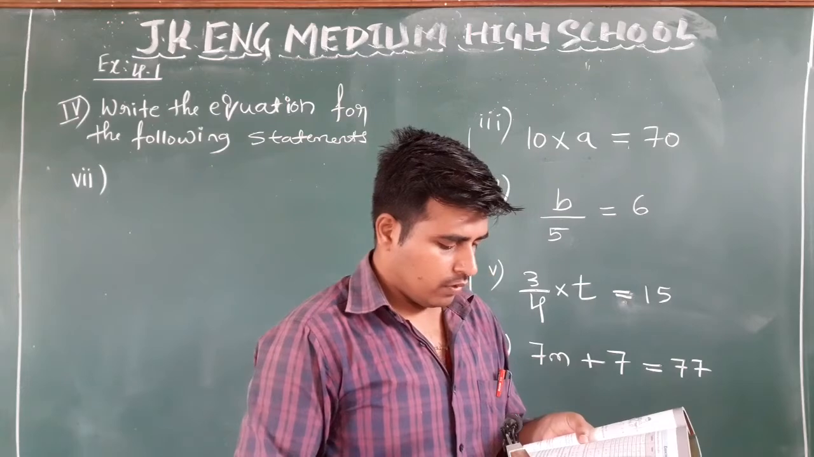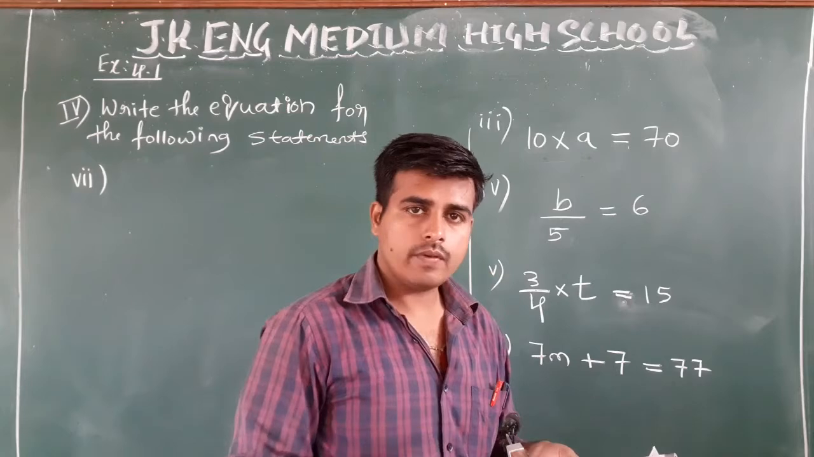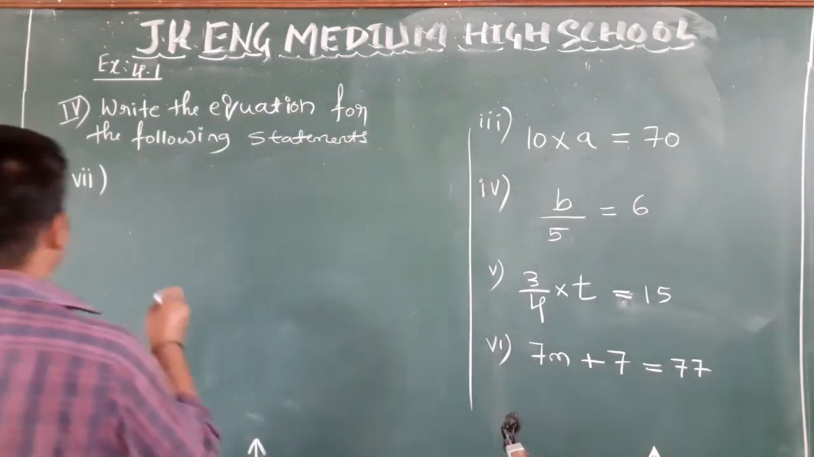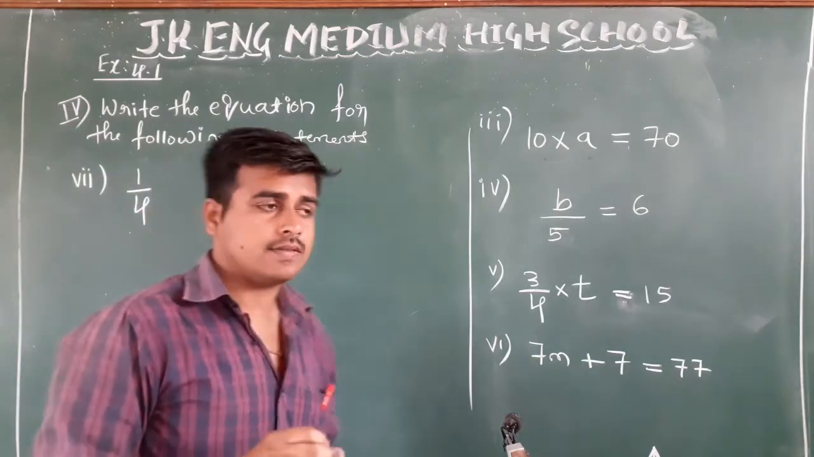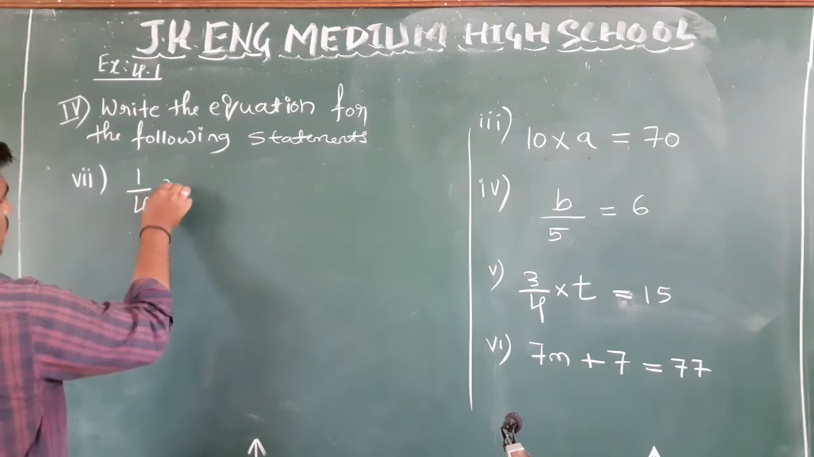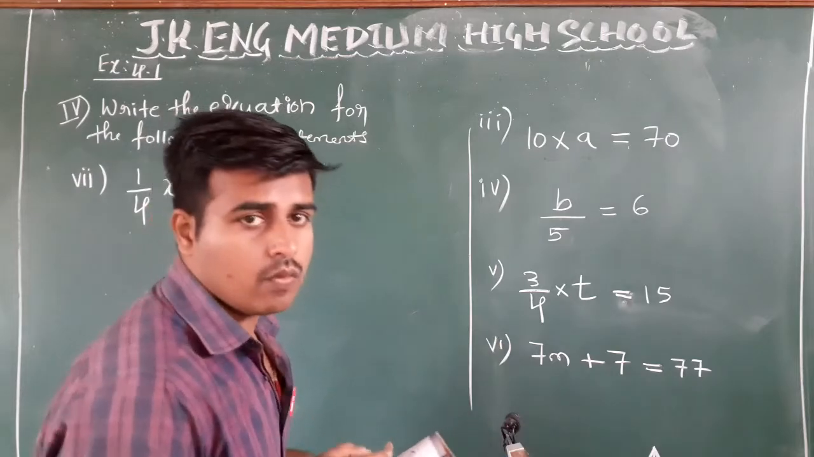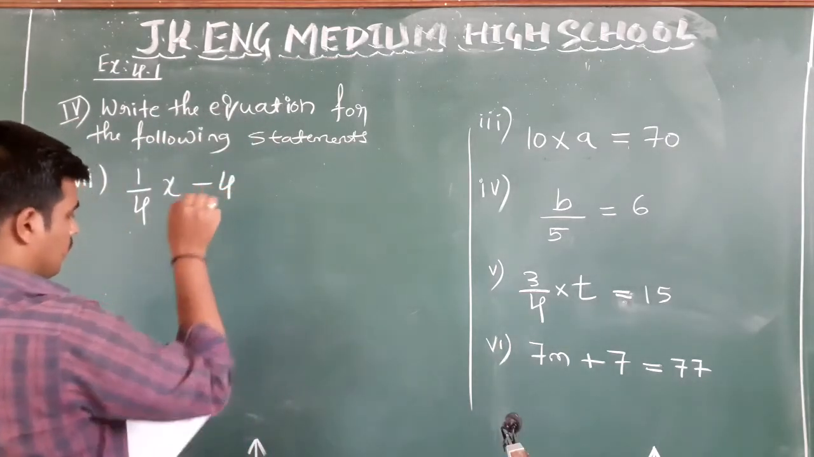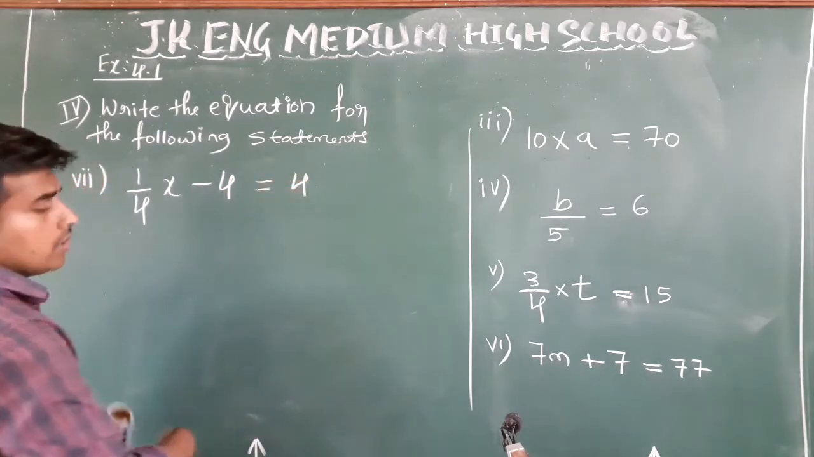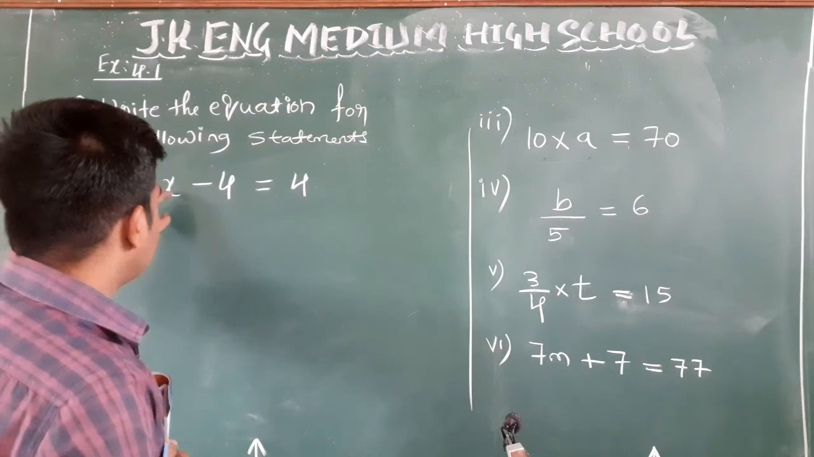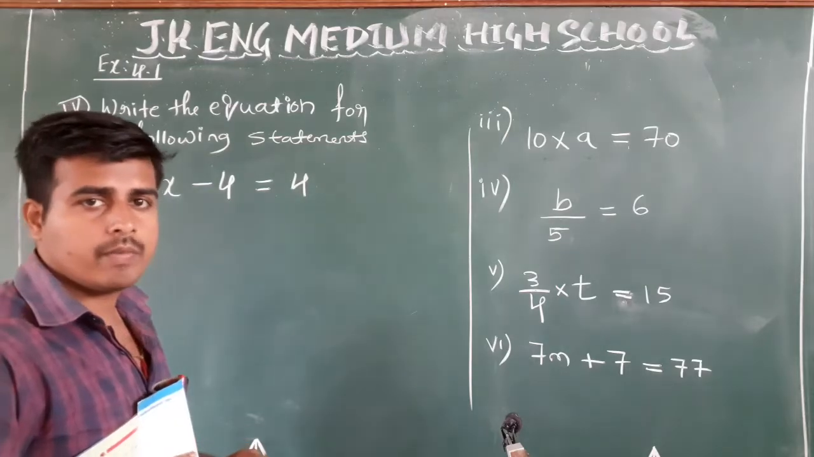1/4 of a number x minus 4 gives 4. 1/4 of a number x. 1/4 of a number x minus 4 gives 4. Gives means what? Equal to 4. Okay, 1/4 of a number x minus 4 gives 4. Very easy to remember.